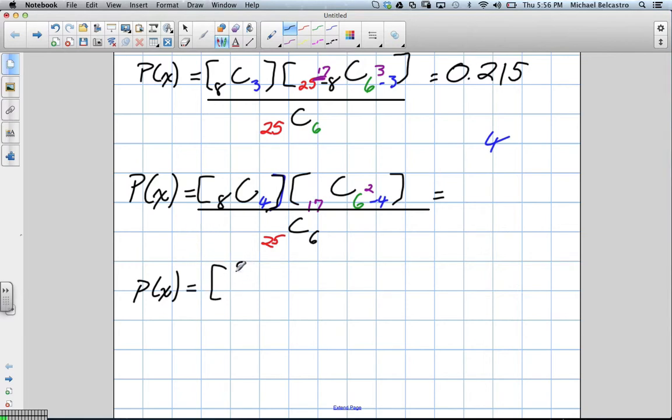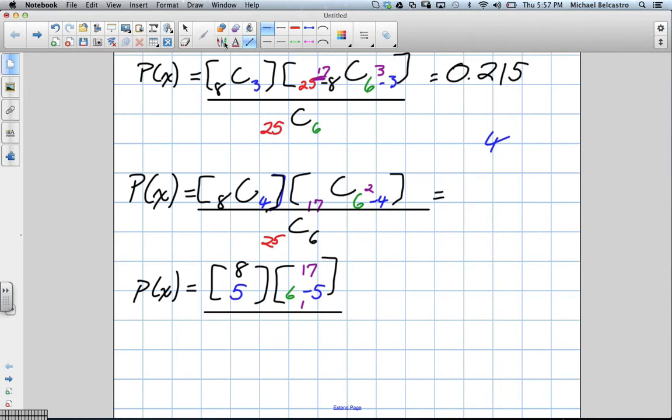We're going to have 8 choose 5 in the next one, multiplied by 17, which is not going to change, but the bottom part is, it's going to be 6 minus 5 in this case. So we'll simplify that very quickly. And what does that simplify to? 17 and 1. Yeah, 17 choose 1. And then all of that is going to be divided by, and again, this value doesn't change, 25 choose 6. Okay? 6 is usually written in green.